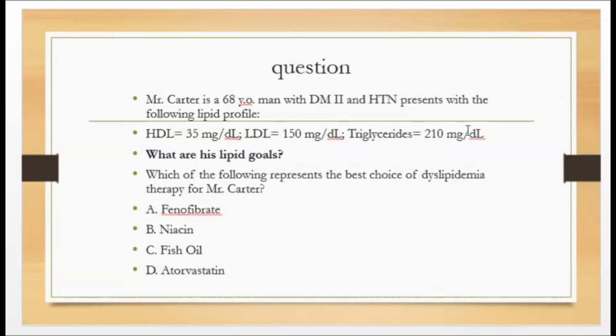You don't want their triglyceride to be more than 150, but look at it's 210. So what do you educate this patient? What do you tell this? What can you give to this patient? What do you think is the goal of management? If you know the guideline, you'll be able to. Are we going to start the patient on fenofibrate, or niacin, or fish oil, or atorvastatin? Let's think.